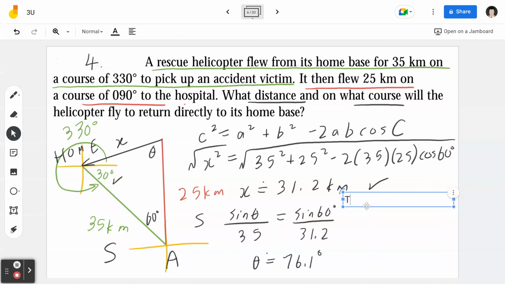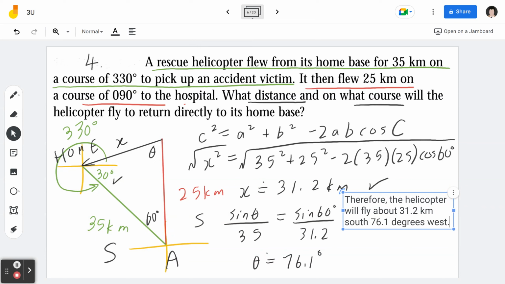Therefore, the helicopter will fly about 31.2 kilometers south, 76.1 degrees west. Now, of course, that's not the only answer. So if you want to rewrite it in the same format as what they've given you, that also works.